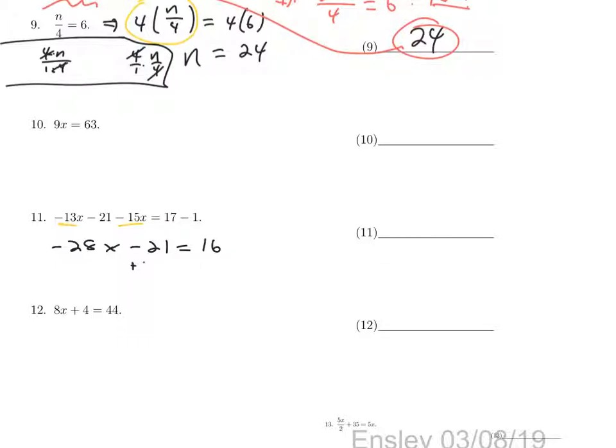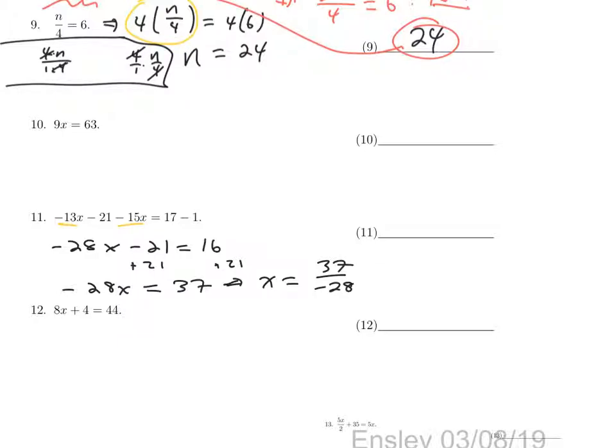Now I can add 21 to both sides. And I'll have minus 28x equals 16 plus 21 is 37. So now I want to divide both sides by negative 28. And that will be my correct answer. So there's nothing really weird that happens when you have a negative number in front of the x that you have to divide by, but you have to remember to do it.